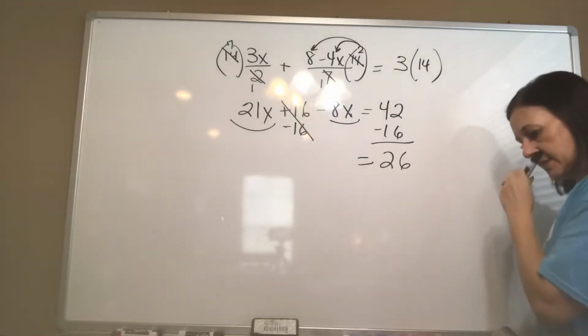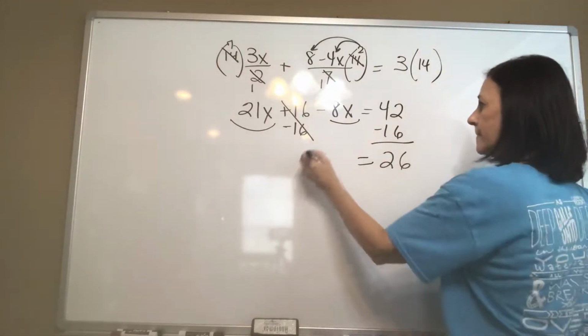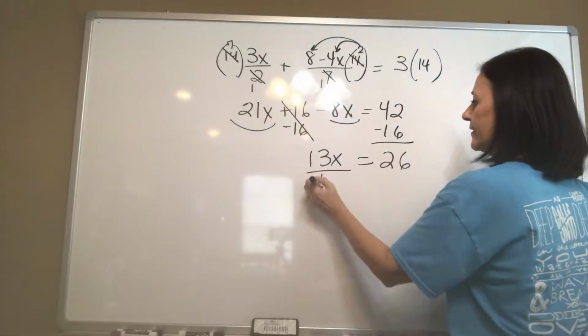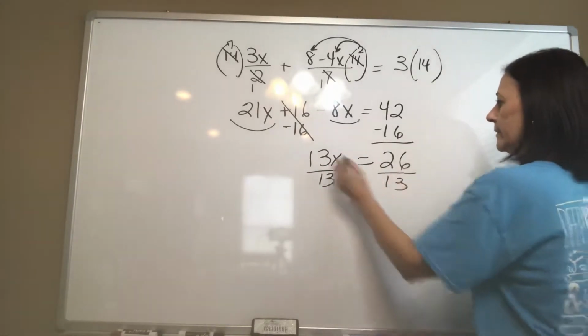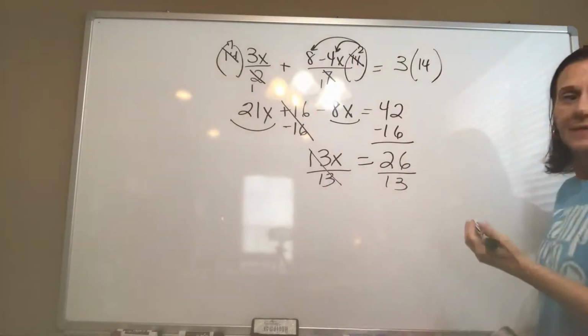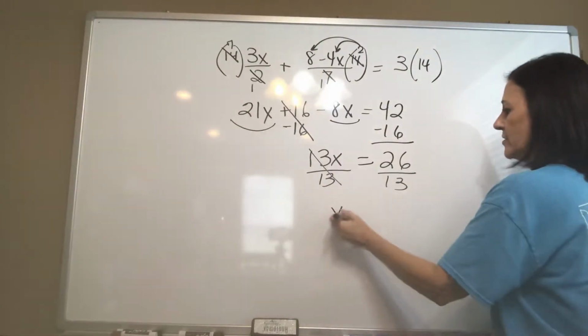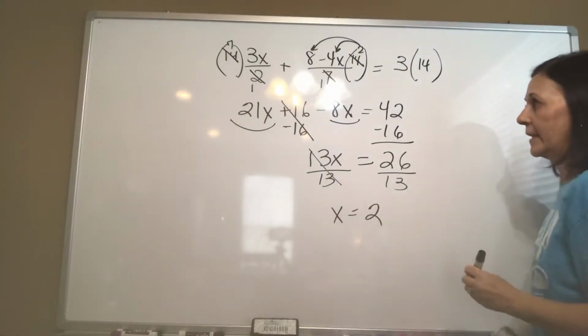21 minus 8 is 13. This one's nice and even. Notice how they've been fractions. So x is 2, and that would be our final answer.